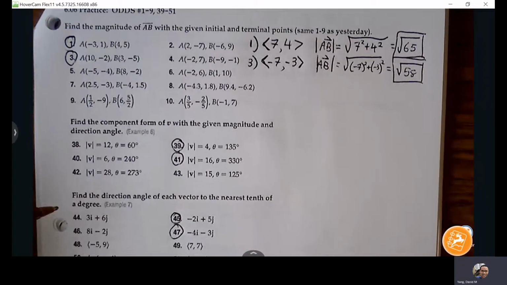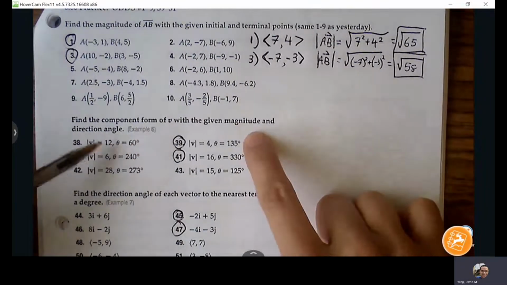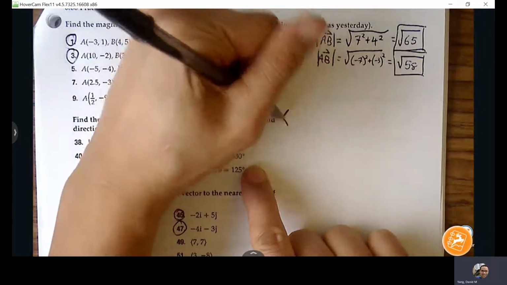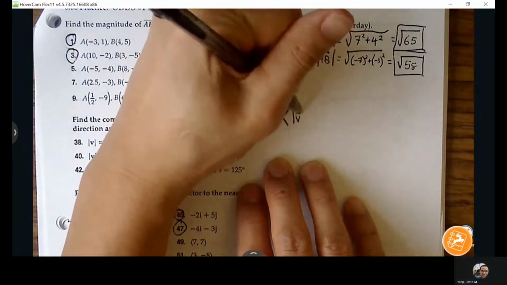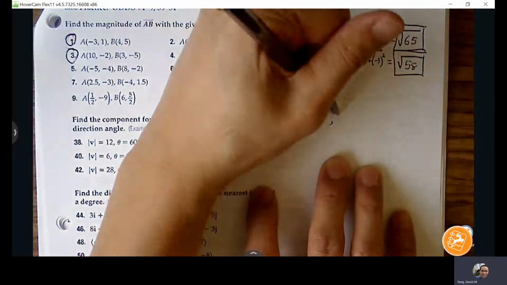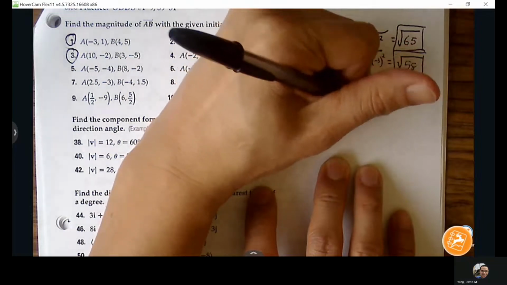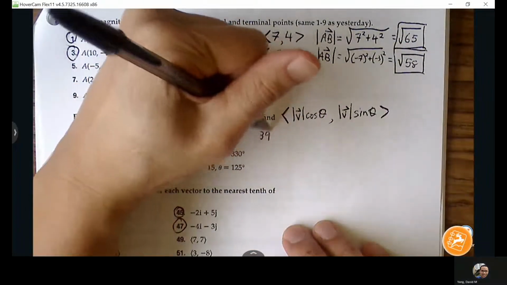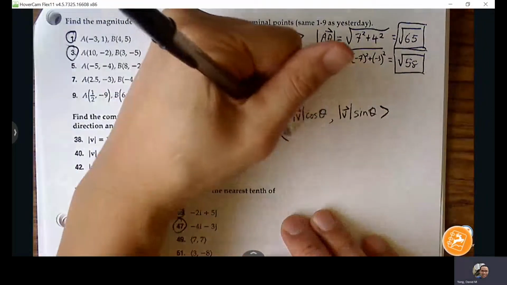Let's go to number 39. Okay, find the component form with the given magnitude and direction. We can draw the triangle if we want, or we can start using this formula here. The x component is just going to be the magnitude times cosine theta, and then the vertical component is just the magnitude times sine theta. Okay, 4 cosine 135.